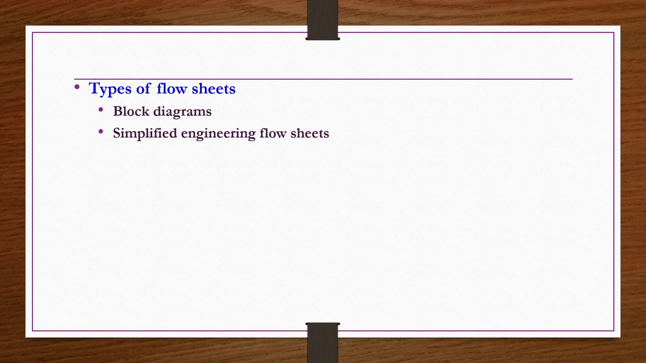Okay. Now, as I mentioned, depending on how many different types of details you are providing in flow sheets, these flow sheets are again of different types. One is the block diagrams. Another one is the simplified engineering flow sheets. Another one is the other design flow sheets. Okay. We'll see individually what they are.